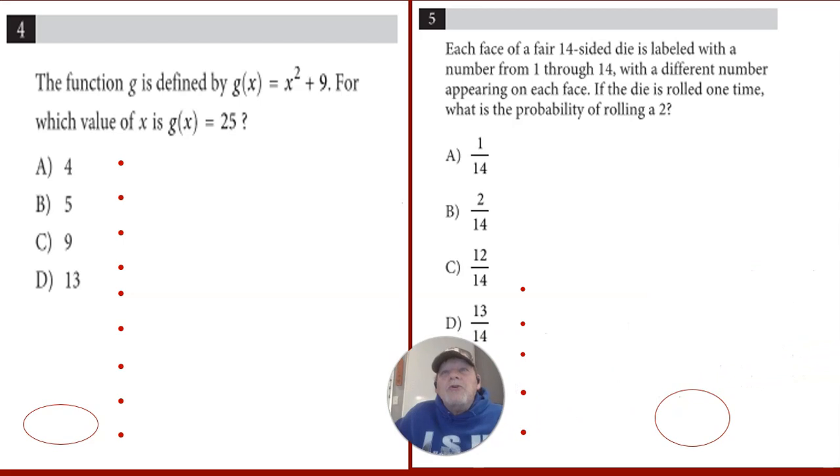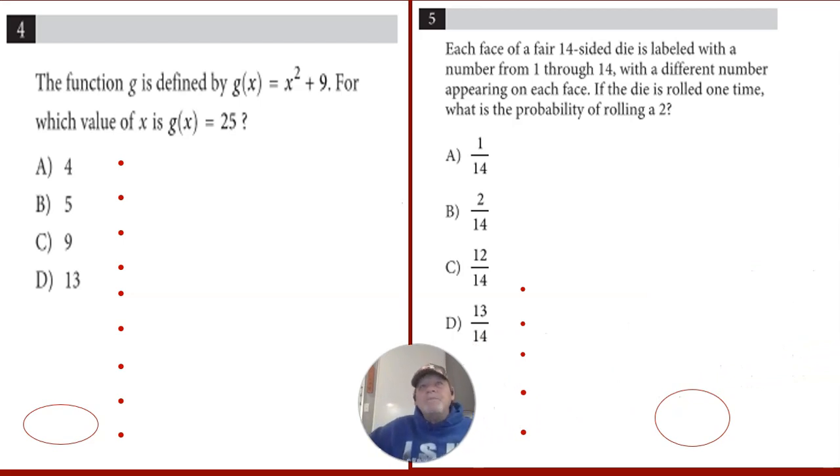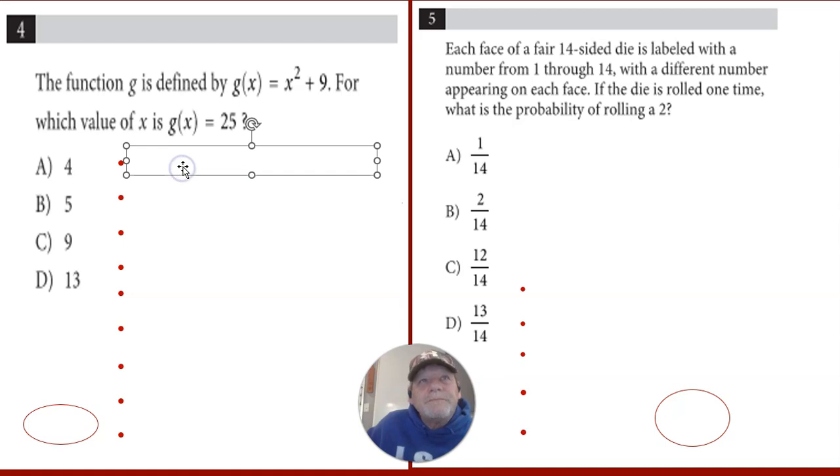So you could pause the video at this time and work these. And then when you start it back up, you'll hear me start talking about it to see if you know how to do these. So let's just go ahead and get right to it.